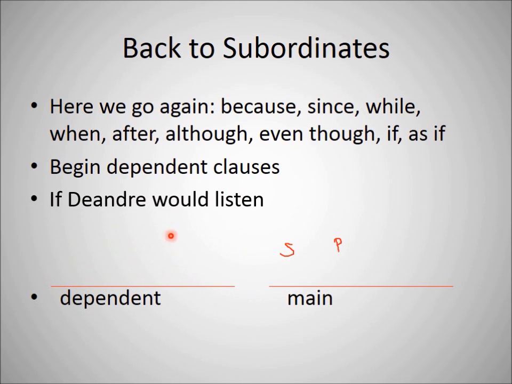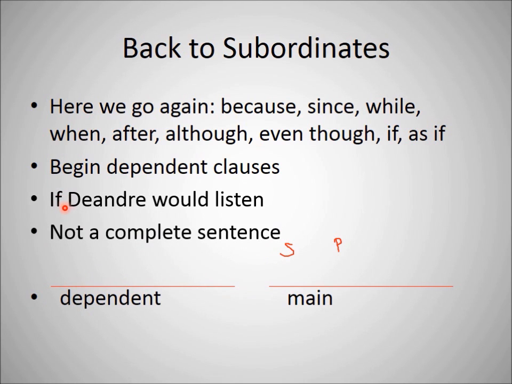Look, here's an example. If DeAndre would listen. Well, how in the world do I know whether or not this is a main clause or dependent clause? It's all about the first word. And what is this first word? It's if. And what is if? A subordinate conjunction. And subordinate conjunctions begin what? Dependent clauses. So when I read the words, if DeAndre will listen, I automatically know because of the word if here that I do not have a main clause. I have a dependent clause.